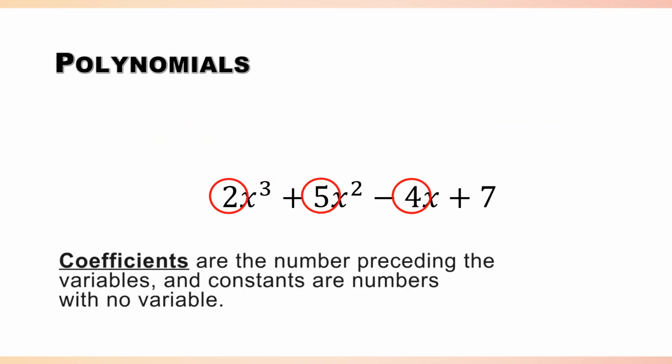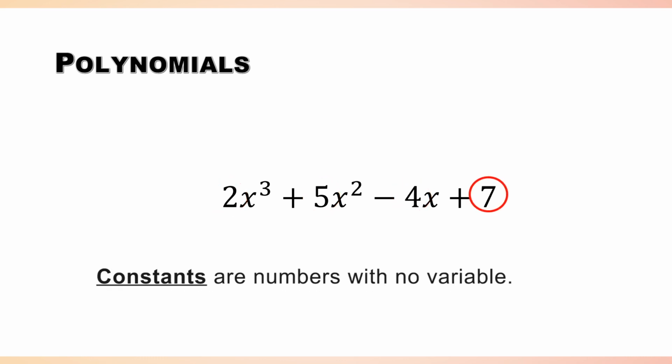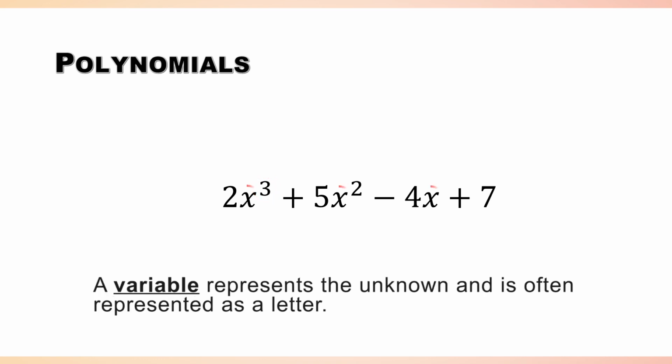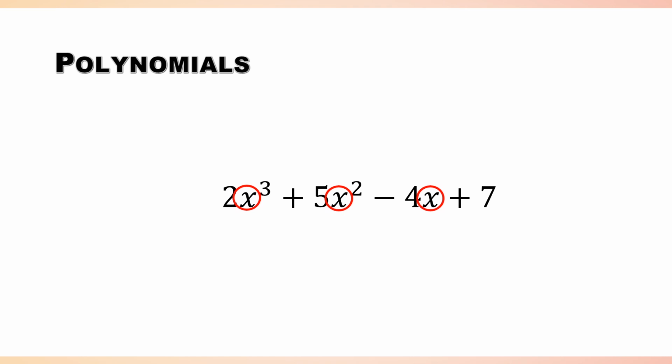Coefficients are the numbers preceding the variables, and constants are numbers with no variables. The degree is the highest exponent a variable has in a polynomial. A variable, on the other hand, usually represents the unknown and is often represented as a letter. In the example, x is the variable.